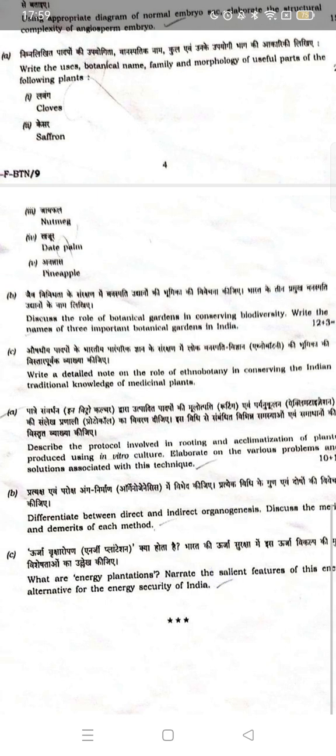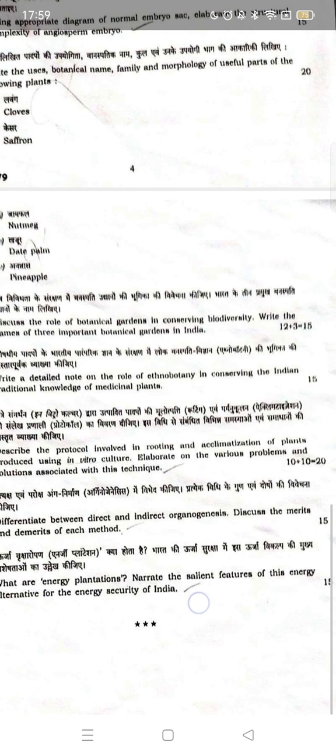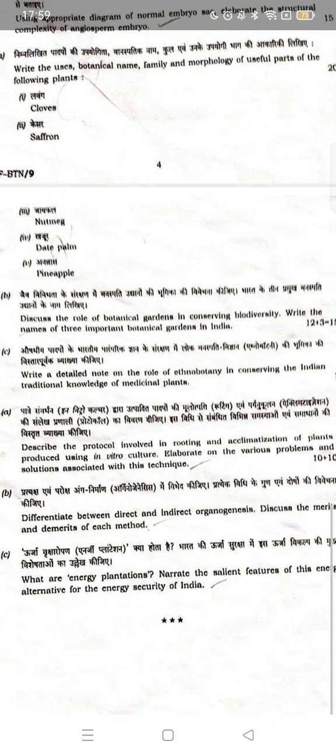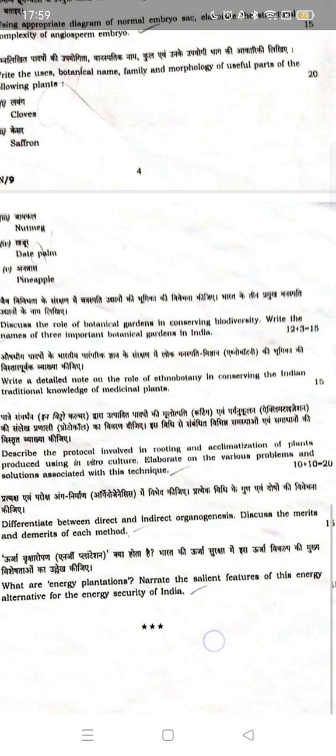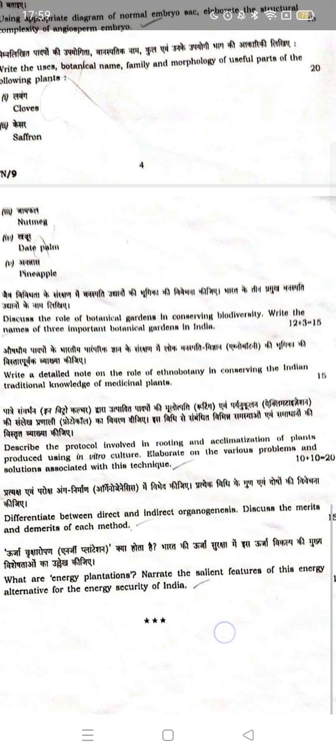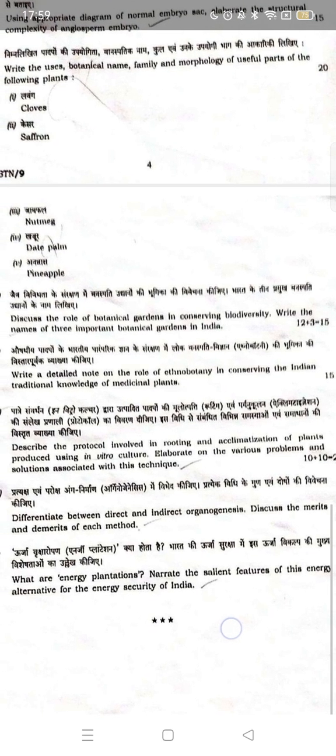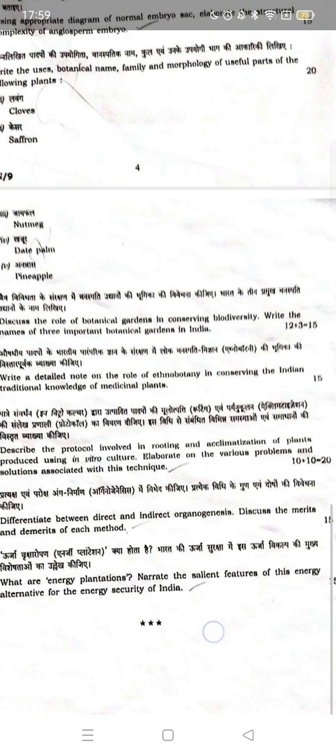Differentiate between direct and indirect organogenesis. Discuss the merits and demerits of each method. What are energy plantations? Narrate the salient features of the energy alternative for energy security of India.